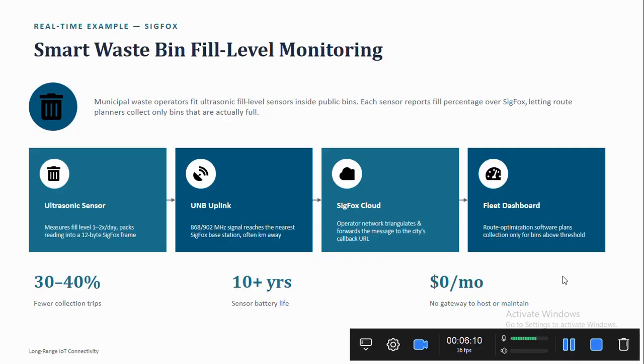And we have the Sigfox cloud, which operates through a network that triangulates and forwards messages to the city's callback URLs, and things that deal with the fleet dashboard, that is routing optimization software, which finds out how many bins are available, how full they are, and how much effort it takes to go through them.